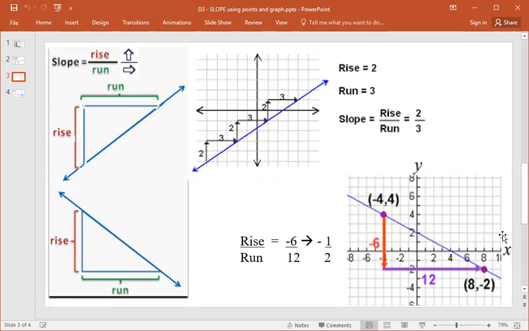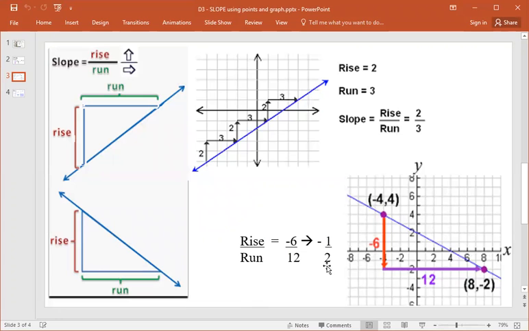But if I start on a graph and I have a negative slope, then we have a choice. So here I could start from the left and I am now going down 6 and over 12. So the down represents negative 6 and to the right represents positive 12. Therefore I have a slope of negative 6 over 12, which is negative 1/2.